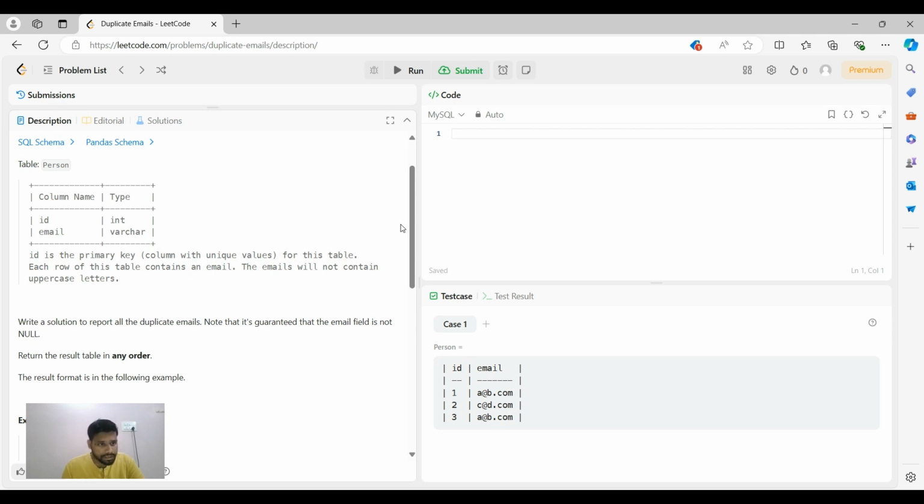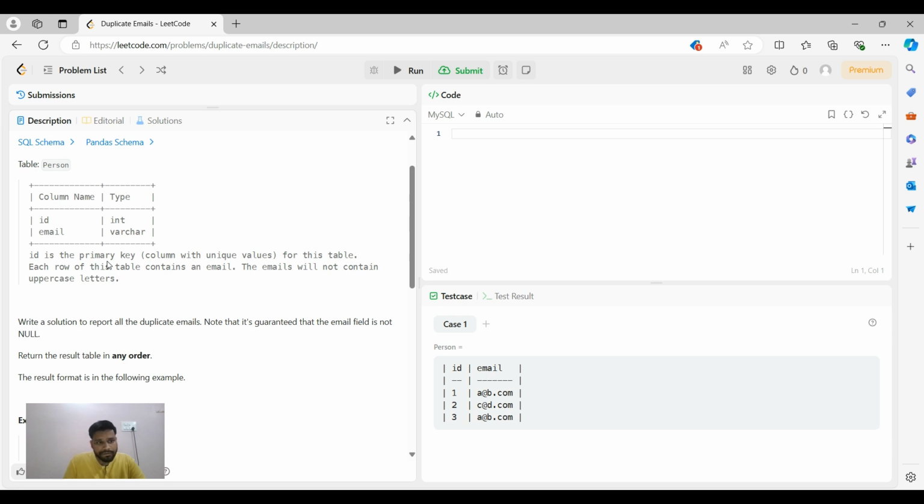Today the question that we're trying to solve is basically filtering out the duplicate emails. So the table given is person. The person table has two columns. One is the ID, which is basically the ID of the person. Next column is the email, which is the email ID of the person. ID is an integer variable, whereas email is a varchar variable. It says that id is the primary key for this table.